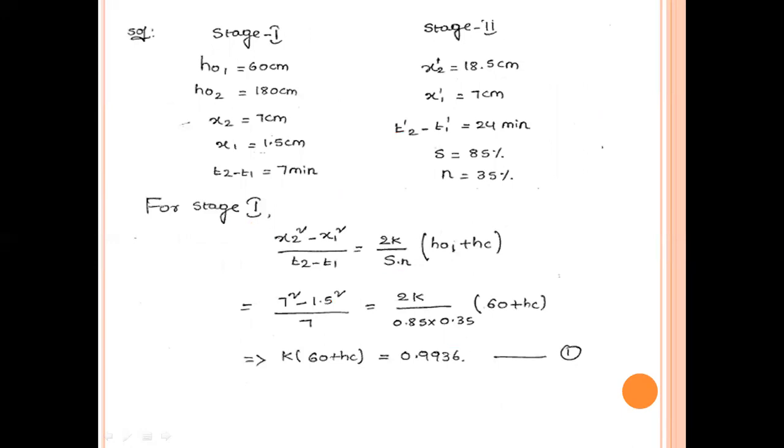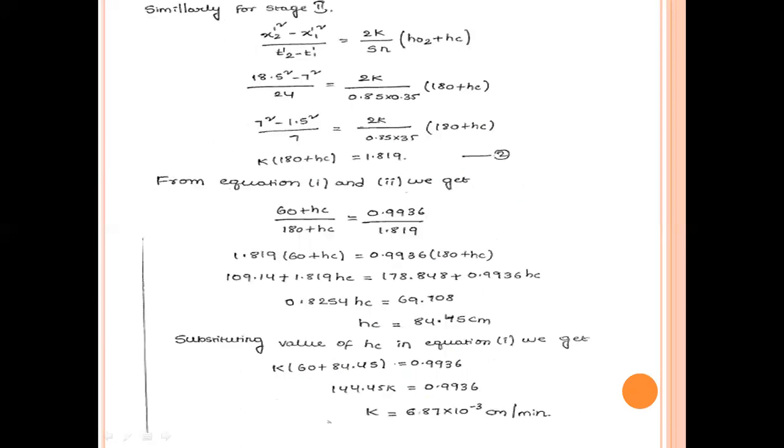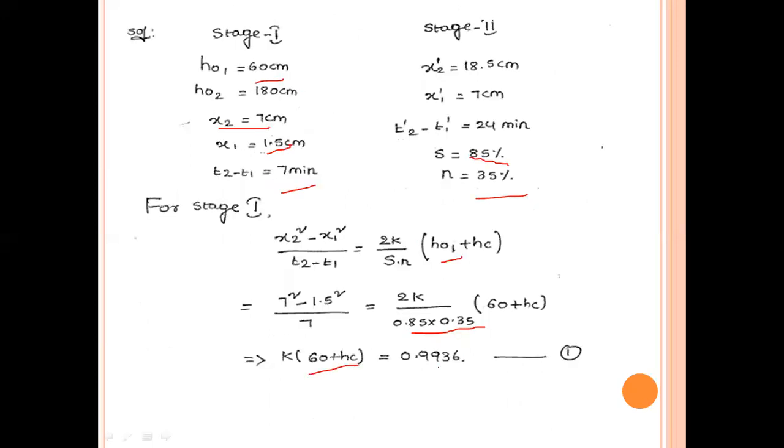So from stage 1, x2 square minus x1 square divided by t2 minus t1 equals 2k by S n into H1 plus Hc. This is the first stage. Then substituting, 7 square minus 1.5 square divided by 7 equals 2k by S, where S is 85%, meaning 0.85, and n is 35%, by 60, which is H1 plus Hc. So k into 60 plus Hc equals 0.9936. Similarly for stage 2, x2 dash square minus x1 dash square divided by t2 dash minus t1 dash equals 2k S n by H2 plus Hc. So this is equation 1.